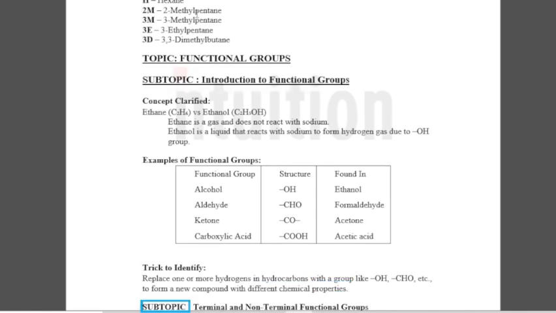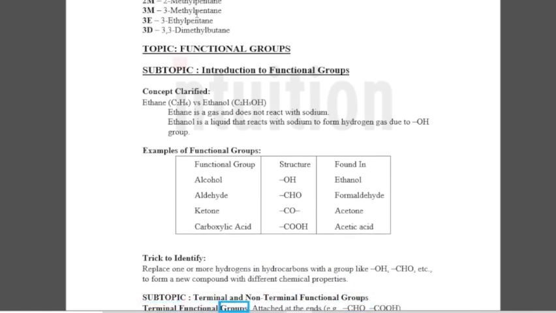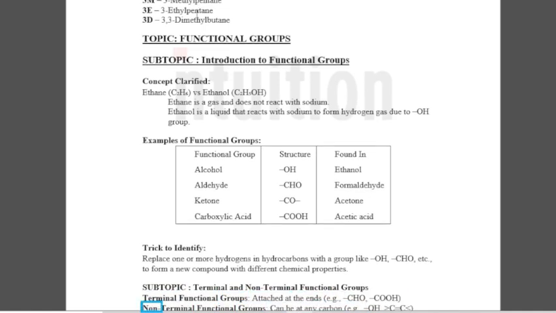Subtopic: terminal and non-terminal functional groups. Terminal functional groups are attached at the ends, e.g., CHO, COOH. Non-terminal functional groups can be at any carbon, e.g., OH, C=C.